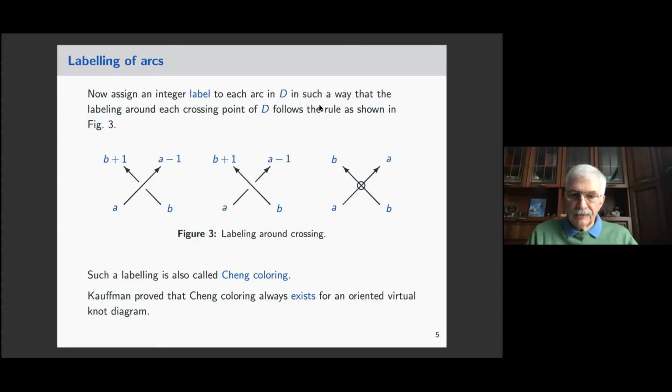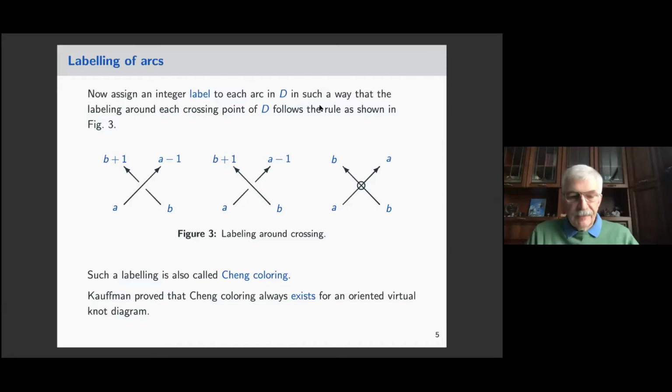But for virtual crossings, the rule is a bit different. If you have A and B as incoming labels, then the outcoming labels are B on the left and A on the right. So you see there are differences between the classical case and the virtual case. Nowadays, such labeling is also called the Cheng coloring, because of Professor Cheng from Beijing Normal University. And it was considered in various papers.